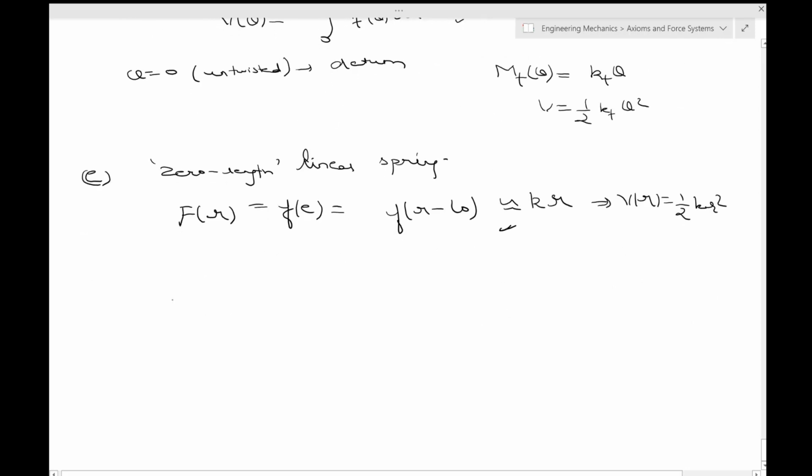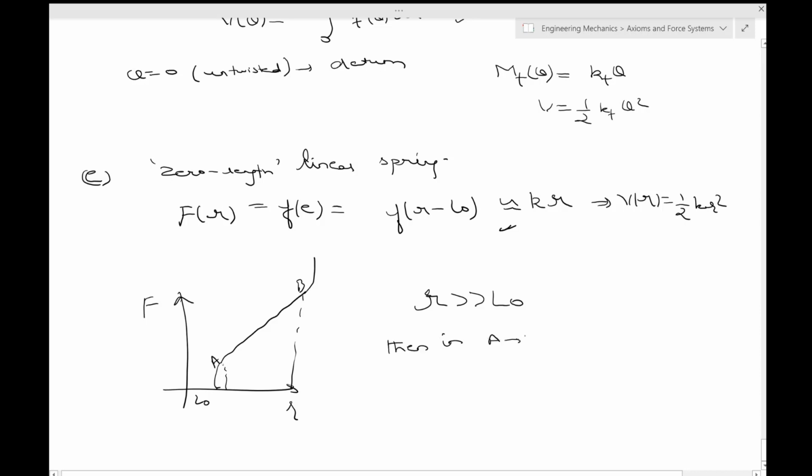So this can be taken in a case if you have F of r, and then A to B, and say the actual path is something like this. So you have this as L naught. If r is much greater than L naught, then in A to B, F of r can be approximated as Kr in this range. Hence you must perform the integration in the given range.